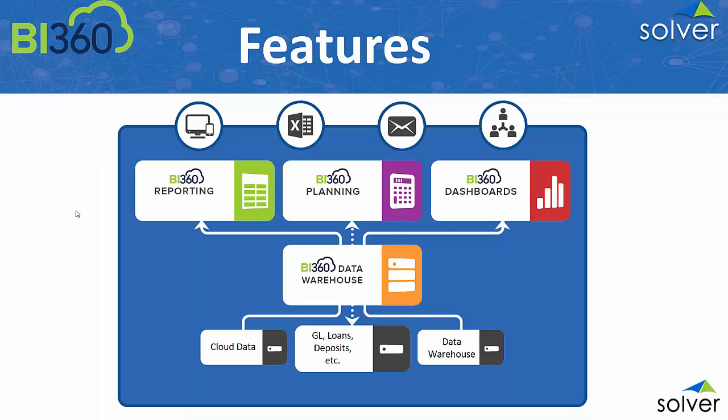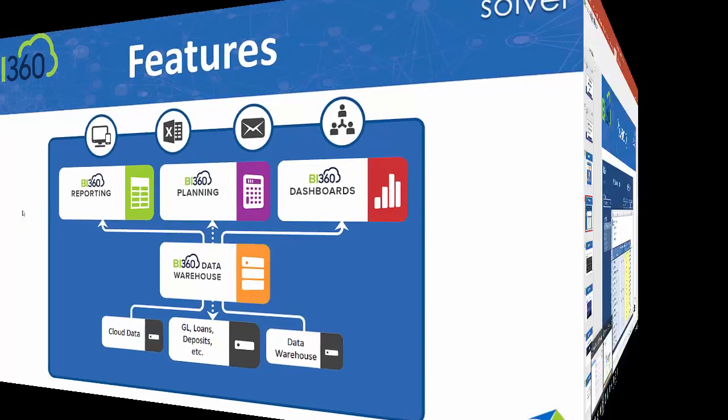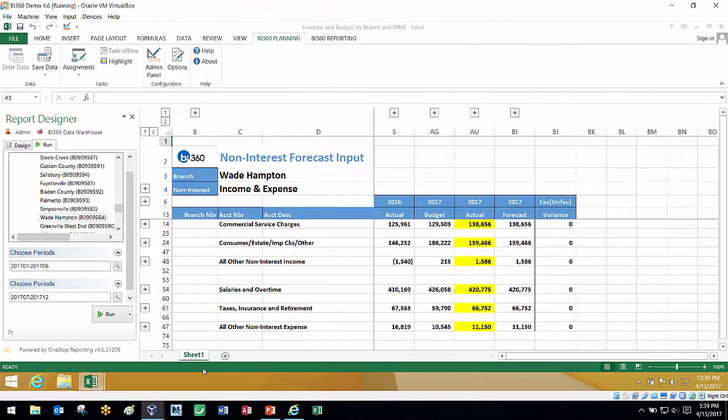Real quick overview, we can take data from anywhere, from cloud sources, GL, loans, deposits, etc., even a data warehouse, Excel spreadsheets, it doesn't matter. We bring all that data into a data warehouse, and then we use BI 360 to do the reporting, planning, dashboards, and present all that information. You author all your reports in Excel and templates, but you can consume them in Excel still or on a web portal.